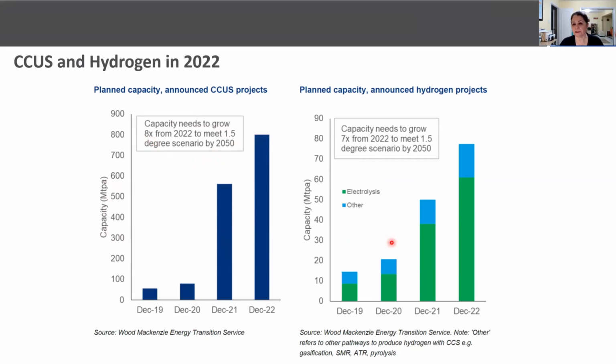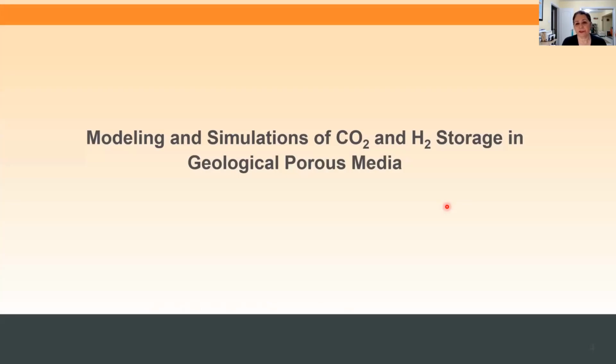And for hydrogen, including electrolysis and other types of hydrogen production, the capacity has been increasing since 2019, but we're still short by almost 7 times to meet net zero. So we need more projects on both CCUS and hydrogen to meet the net zero target. So my research is currently focusing on modeling and simulations of CO2 and hydrogen storage in geological porous media.